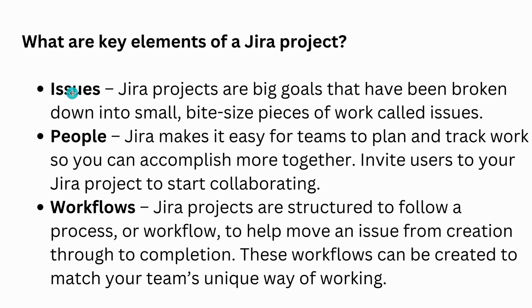Issues means the tasks or things we need to work on. In the project, those tasks are known as issues in JIRA. People are those who are going to collaborate and work together to accomplish those tasks. Workflow means the status of the task, like open, in progress, or completed. So people work for the issues, and workflow transitions the status of the project's tasks.